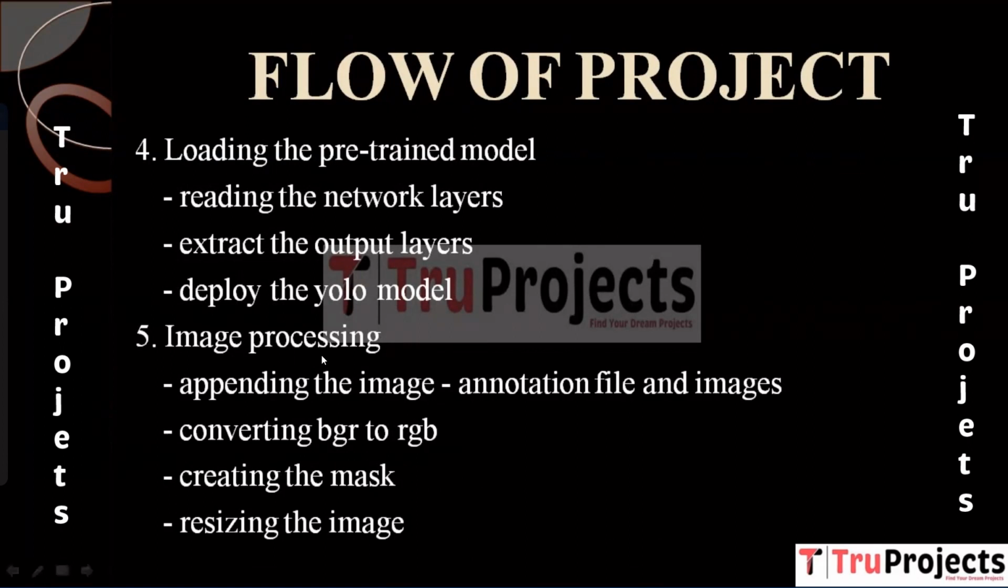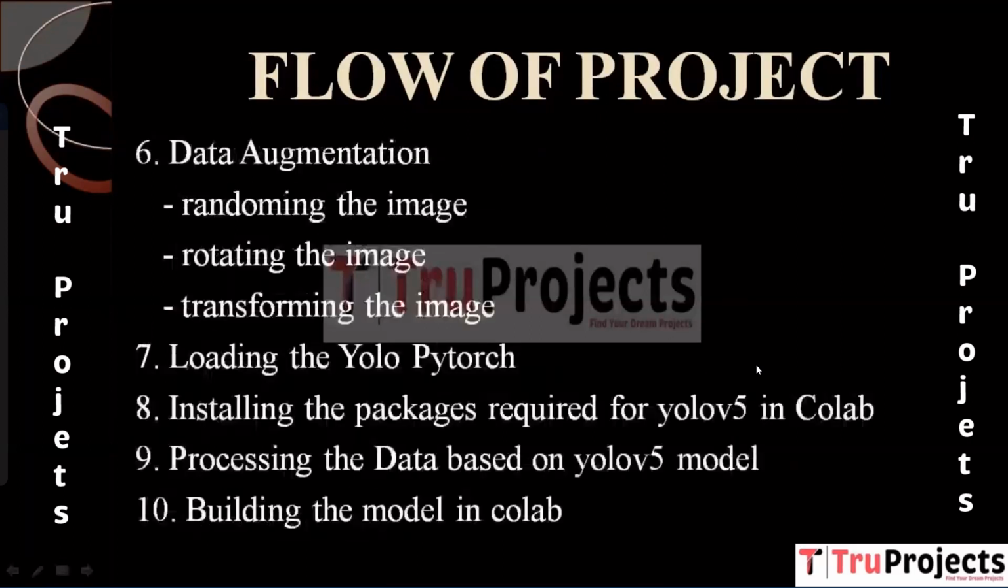The next here we have image processing: appending the image annotation file and images for further analysis, converting the image from BGR, that is blue, green, red, to RGB color space, creating a mask and resizing the image. So here in this, data augmentation, applying various data augmentation techniques such as randomizing, rotating, and transforming the images to increase model robustness.